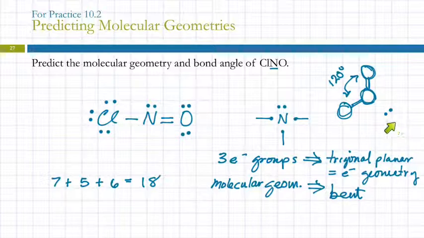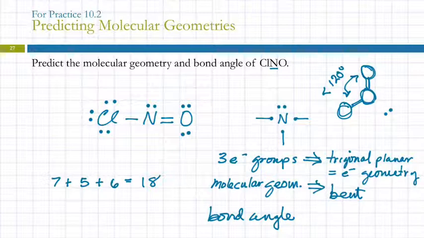With a lone pair here, how is that going to affect this bond angle? It's going to be smaller than 120. So I'll just put a less than sign there, because it does ask us to determine the bond angle. So the bond angle, I would not be able to tell you exactly what it is. The bond angle is less than 120 degrees. That's as close as we need to get.